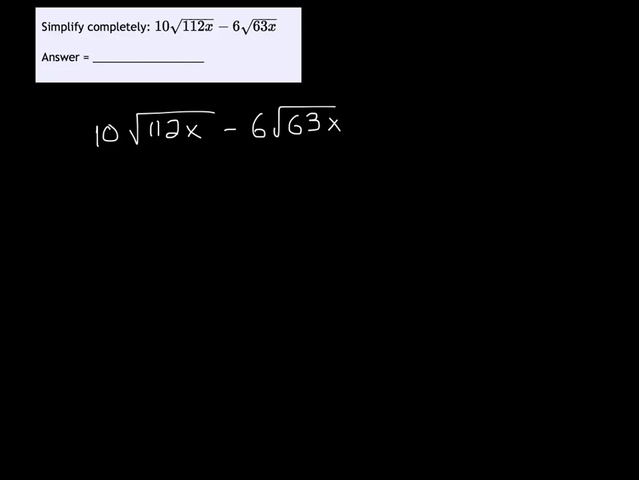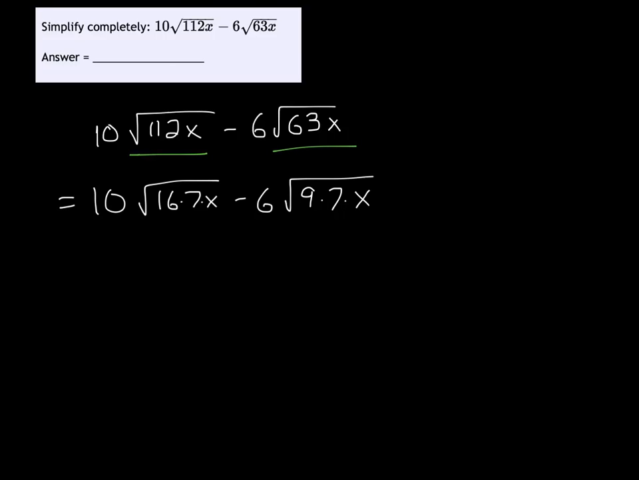Alright, in order to simplify this radical expression, what I first need to do is simplify each of these radicals. And to do that, I could either use prime factorization, or for these numbers, for 112 and 63, I can look for the biggest perfect square that's a factor of them. 112 is 16 times 7, and 63 is 9 times 7. So I'm going to rewrite those in their factored form.